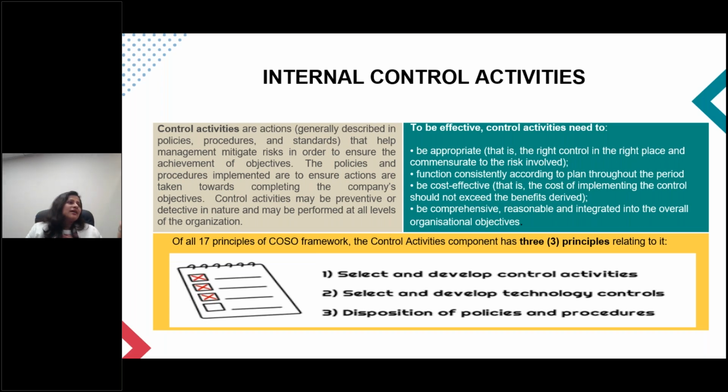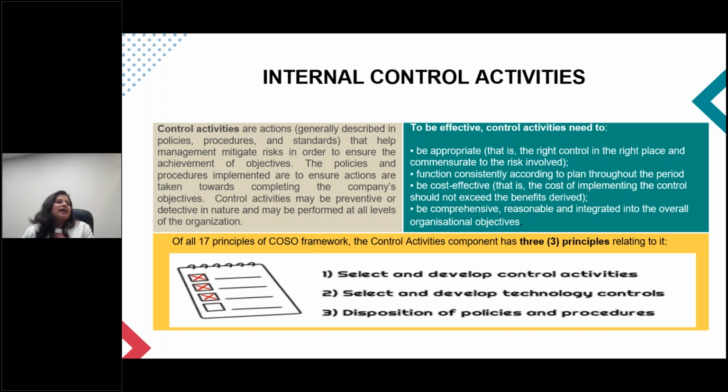To be effective, control activities, what do they need to be? They need to be appropriate. They need to function consistently throughout the period. So it can't perform in January but not work in February. That's not consistent. It needs to be cost effective. You would rather accept a risk if the cost to implement the mitigation is too high. It needs to be comprehensive, reasonable, and integrated into the organizational objectives. It cannot be something different from what you've decided to do.